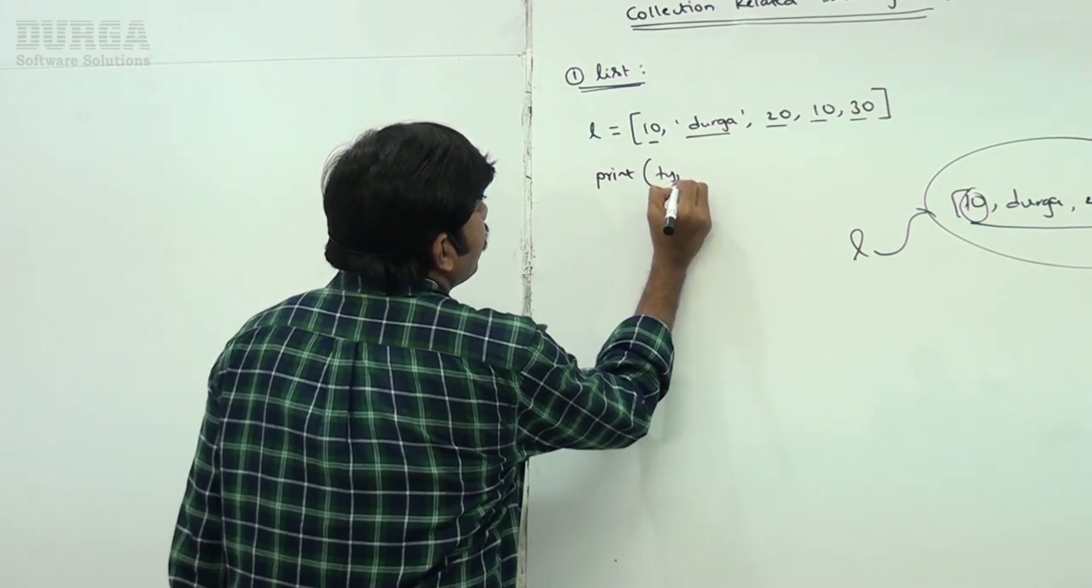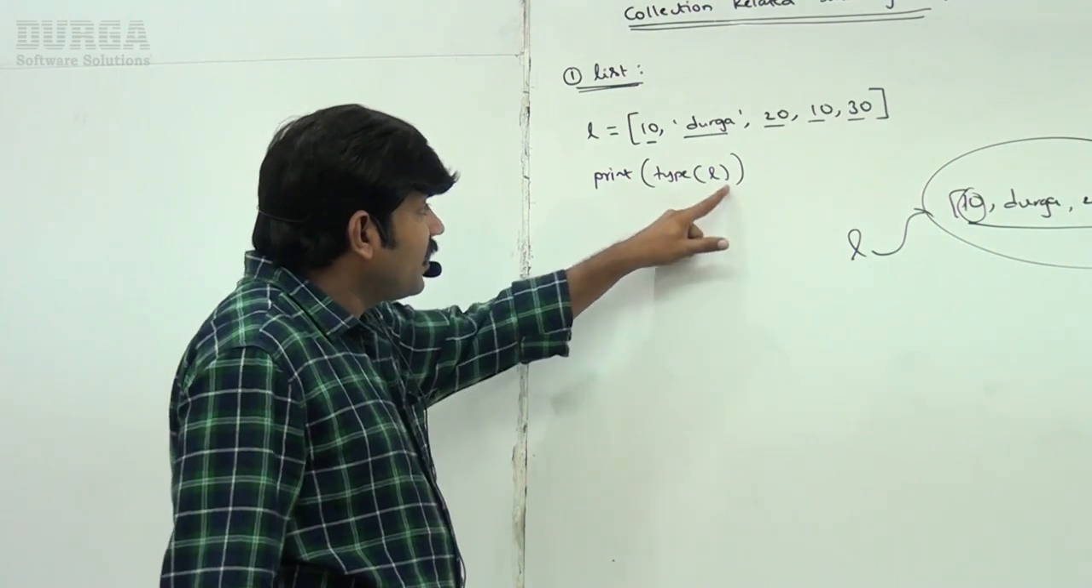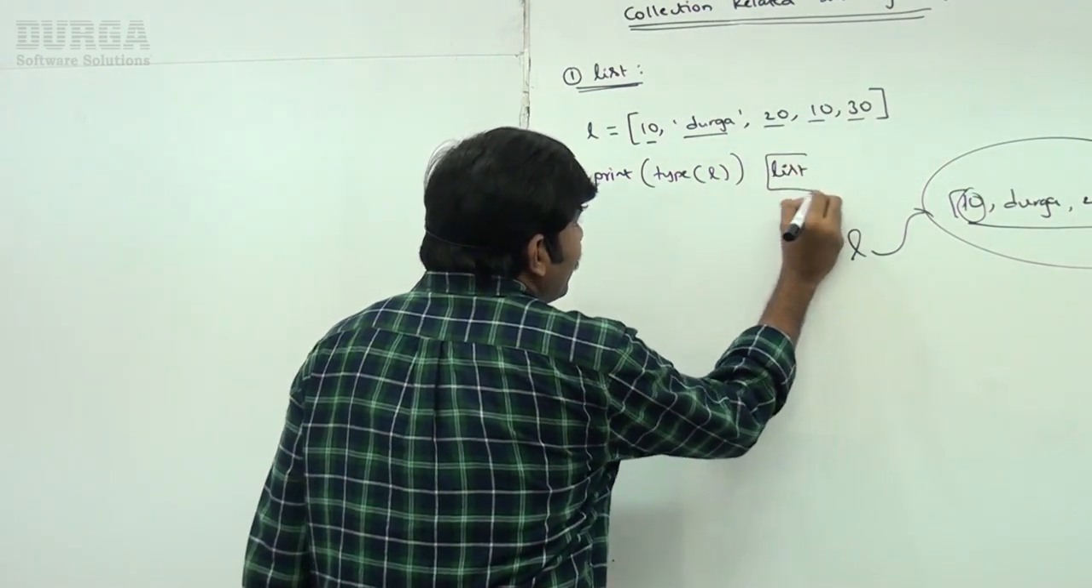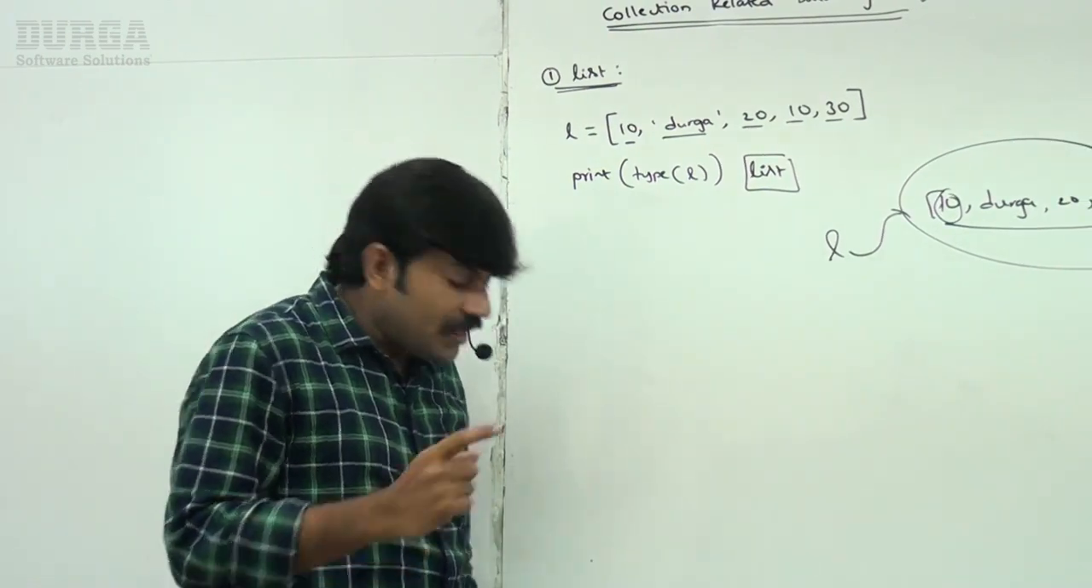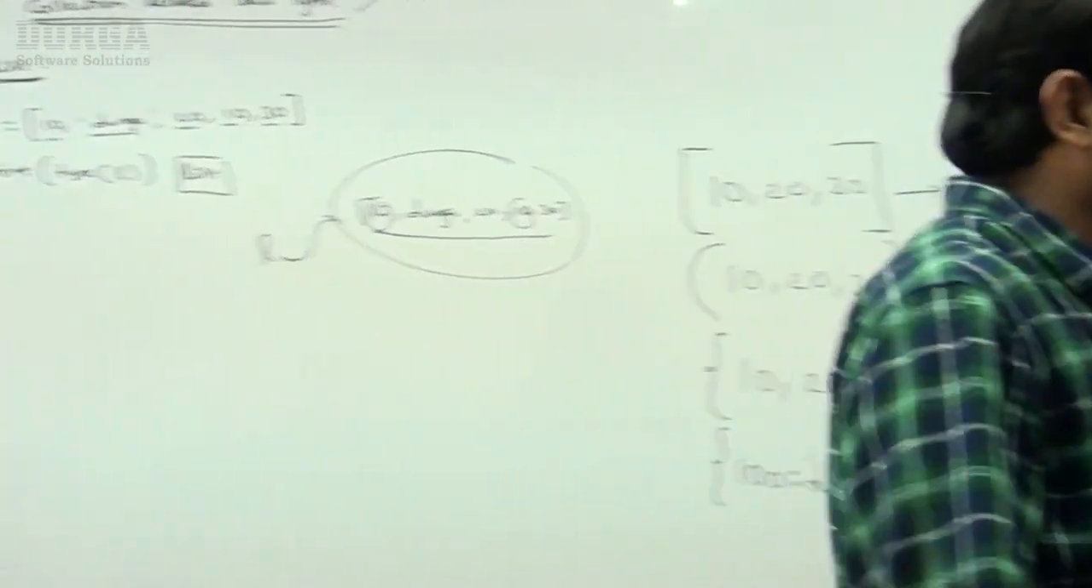Print of type of L. Are you getting print of type of L? What answer are we going to get? Yes, the answer we are going to get is list. Is it clear for all of you? Let me cross check, is it really a list or not? Have a look once.